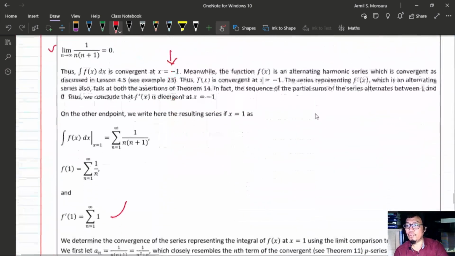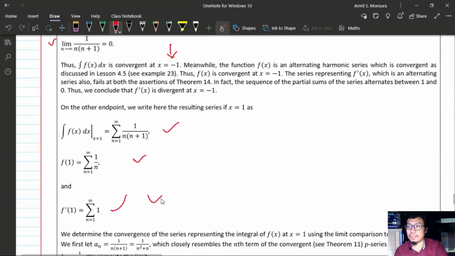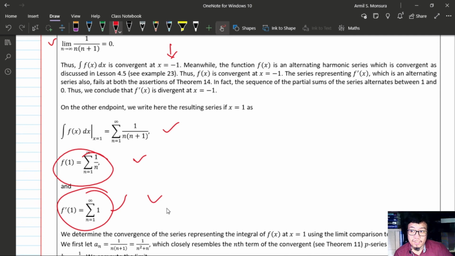We find the following: this, and this. Obviously, these two are divergent. This is a positive harmonic series term, so this is divergent. We can confirm this is divergent, but we cannot use theorem 9 for convergence, because theorem 9 is for divergence, testing whether a series is divergent.